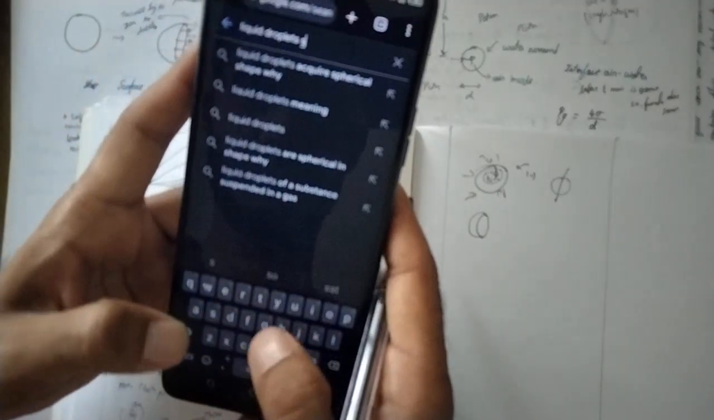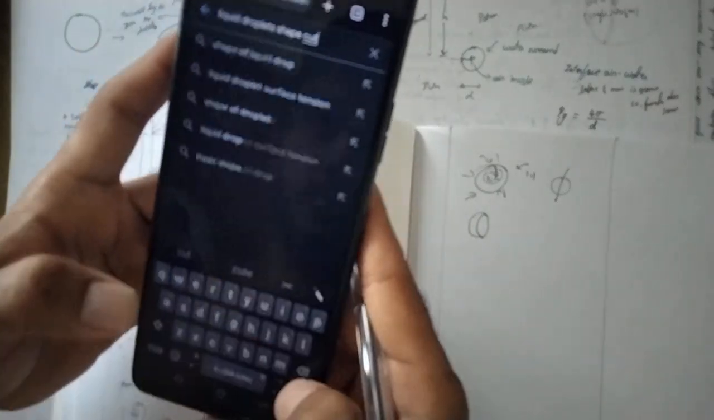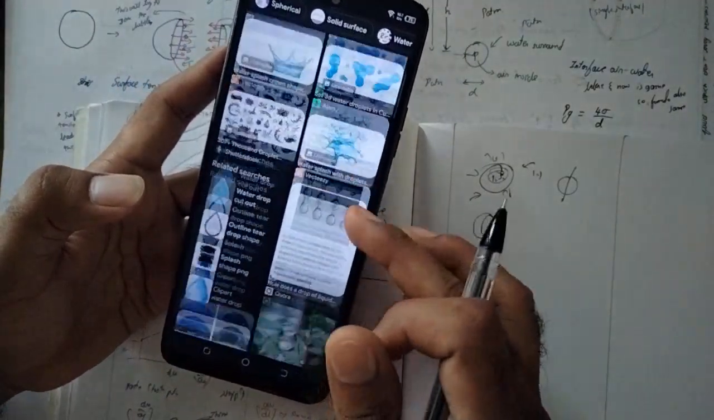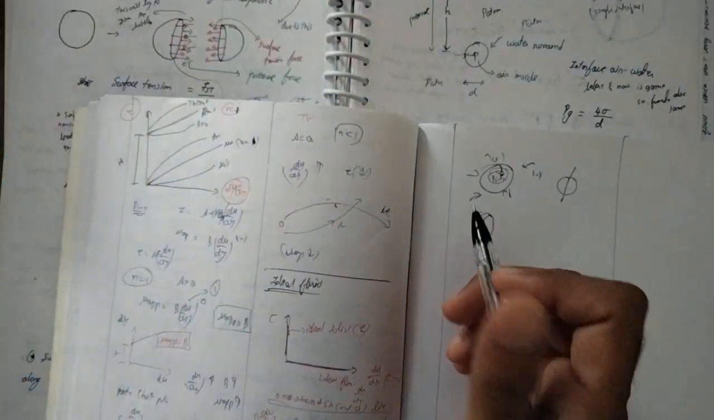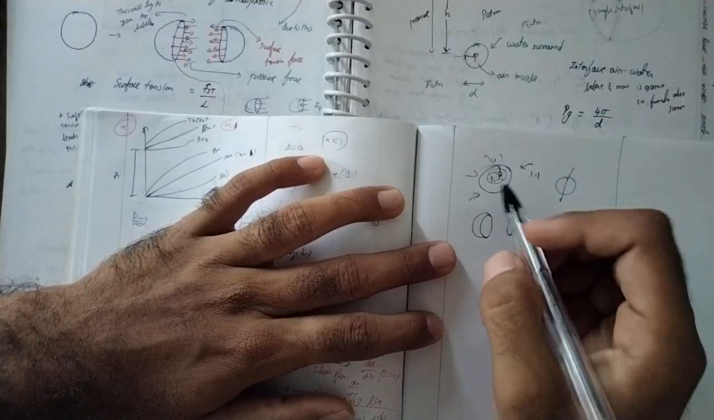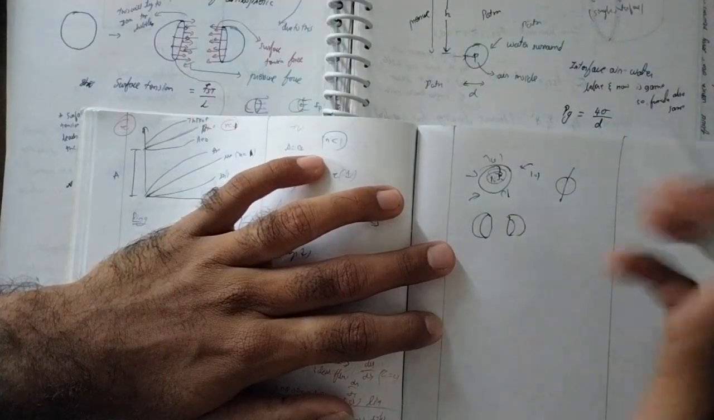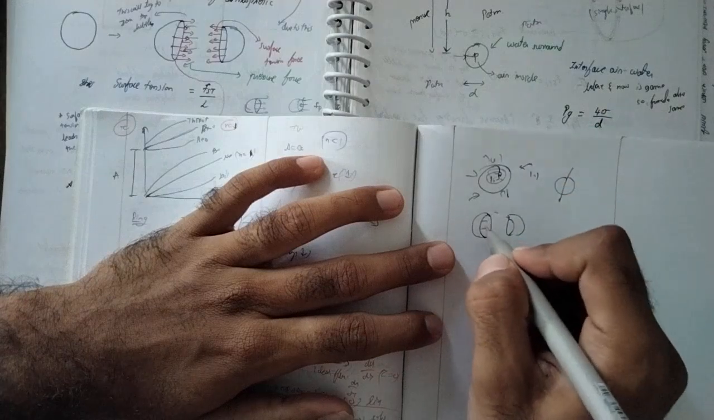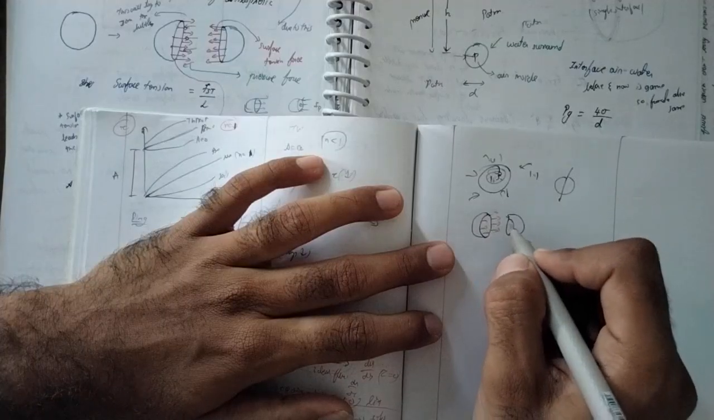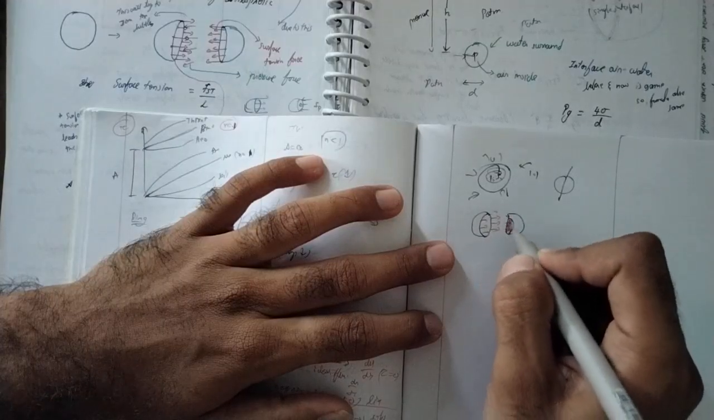A water droplet shape cut. Right, let us see if it is coming or not. Okay, I think it's not coming. So what we are going to do is cut over the two surfaces, like this. So what will happen is a lot of surface tension force will act upon the surface, and the inside pressure also, the inner area will also act.